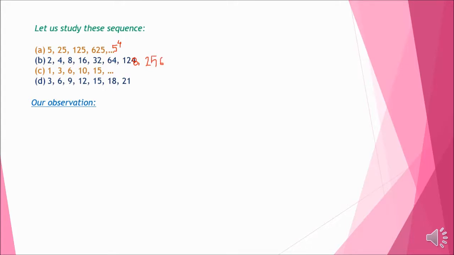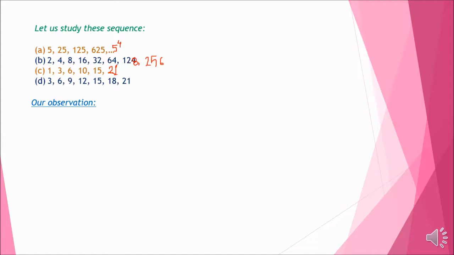Next sequence: 1, 3, 6, 10, 15. Now you can easily guess it will be 21. The gap is increasing. It's 2, it's 3, it's 4, it's 5, it will be 6, isn't it?